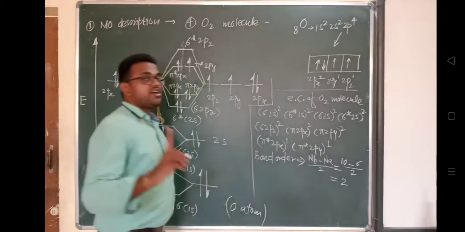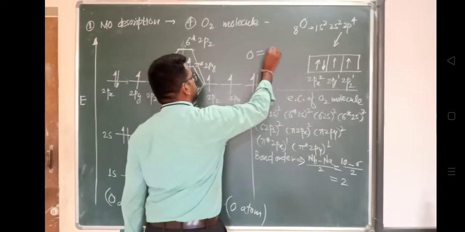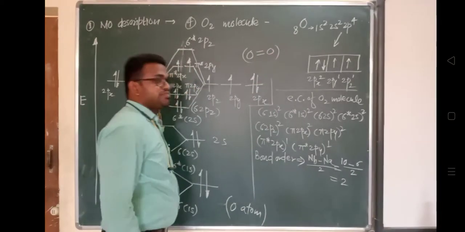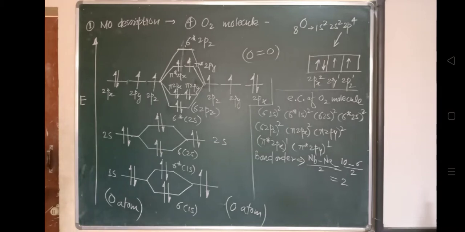Bond order is 2. So you have seen that in the case of oxygen, there are 2 covalent bonds present between these two oxygen atoms for the formation of an oxygen molecule. What we have seen in the case of nitrogen is that it forms bond order 3, so 3 covalent bonds will be formed. So this bond order gives us the number of covalent bonds between these two atoms.